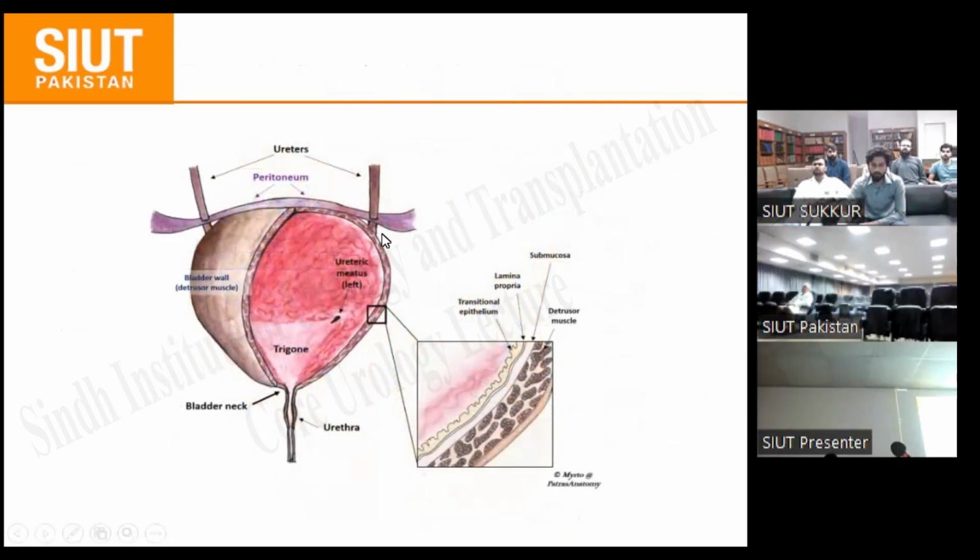Briefly, this is the internal part of bladder, which shows the bladder wall, which is majorly formed by the detrusor muscle. And from inside to outside, first it is the transitional epithelium, then the lamina propria, after which lies the submucosa, and then the detrusor muscle layer. And after it lies the prevesical fat. Here are the position of two ureteric orifices.